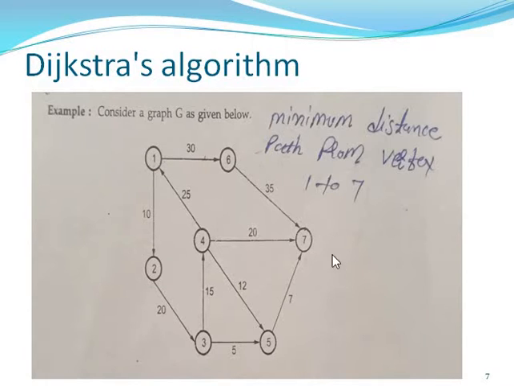You can show that here there are 7 nodes, and this is the weight from one particular source to another. If you go from 1 to 2, then the weight is 10. So this is an example of the Dijkstra algorithm, and this is one example you can solve using the greedy algorithm.